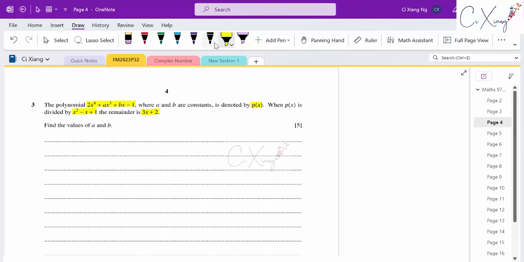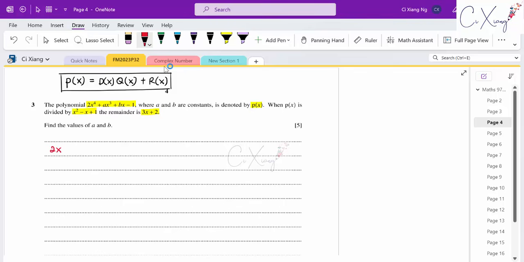For this question, basically I will use the general polynomial equation, where a polynomial can be written as divisor multiplied by quotient, and then plus remainder. Generally I'm going to use this equation to get the values of a and also b. So I will start writing out the steps here.